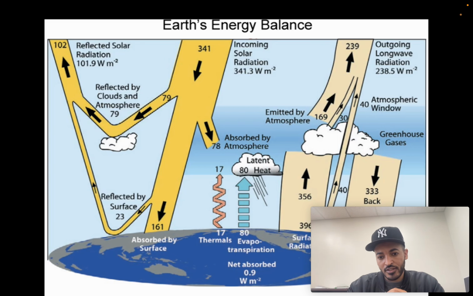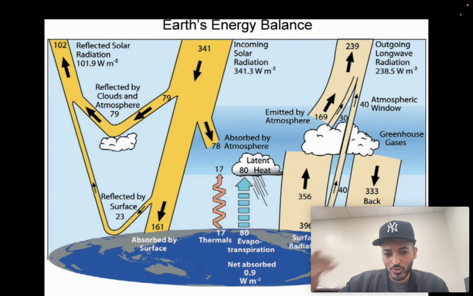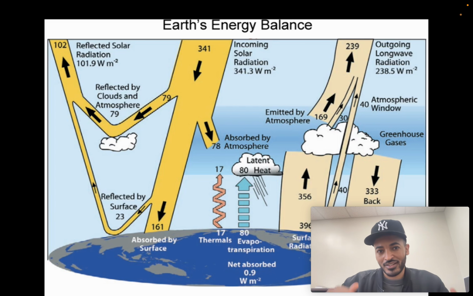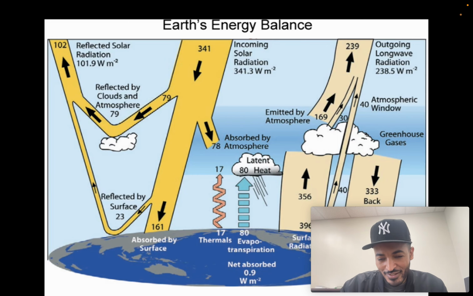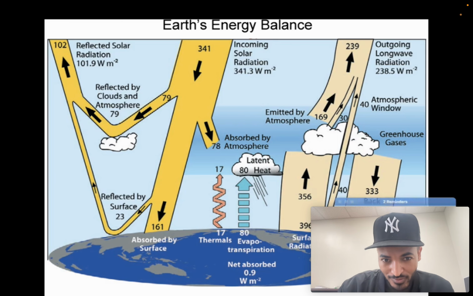anthropogenic greenhouse gases into our system, and we're pumping these greenhouse gases, and of course that causes more warming that is unnatural. But the planet in its natural state knows how to maintain this balance at all times.